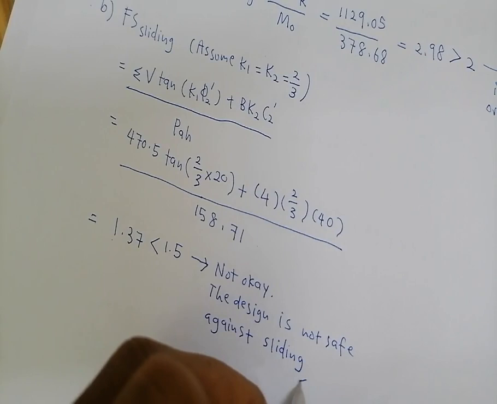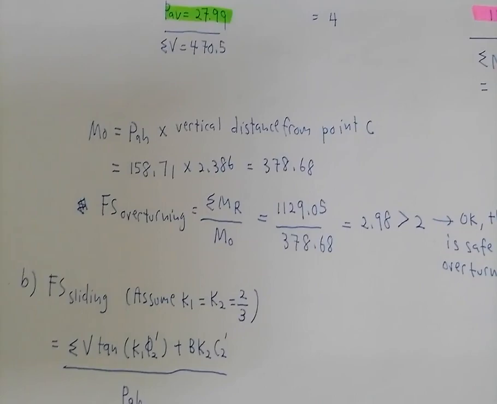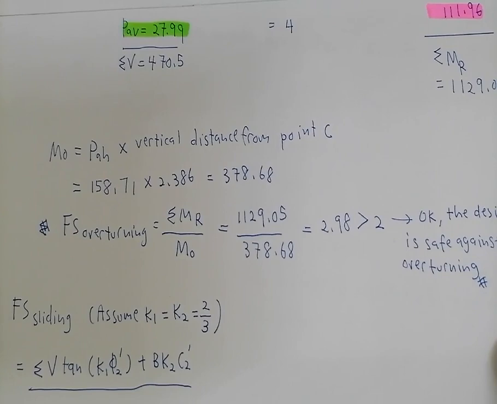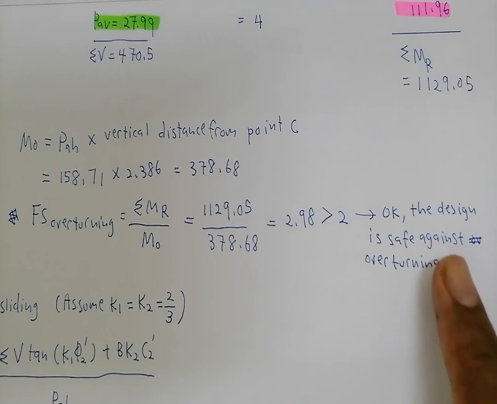Okay, so we're done with task B, and then we're done with the whole task, with this task. Okay, so as a summary for this calculation, the factor of safety against overturning is 2.98, and it is larger than 2, so it is okay. It means your dimensions are okay, so the design is safe against overturning.